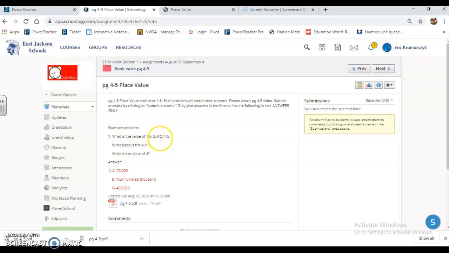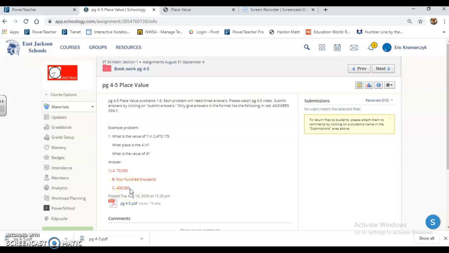You'll have what is the value of 7 in the number 2,473,175. And notice there are 2 7s in here, so it's pretty tricky. None of them work like that, so I guess I shouldn't use that. I'll probably change that for you guys, make it a different number. What is the place of the 4 and what is the value of the 4? And so here's my answer. I chose this 70,000. I'll show you how we get there. 400,000 is in words, and the C part, the third question, is going to be 400,000.